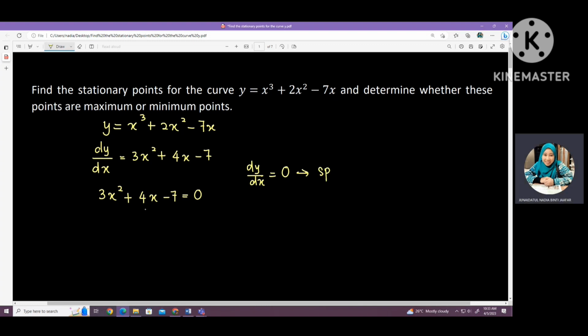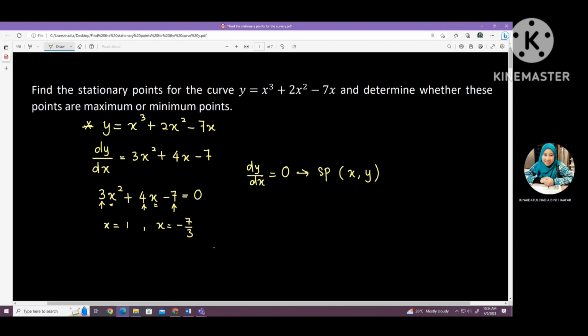So from this equation, we can find the value of x by substituting the value of a, value of b, and value of c in the calculator, and we get the value of x is equal to 1 and negative 7 over 3. So after we get the value of x, we must find the value of y, because stationary points are in the form of coordinate x and y. So now we already have the value of x and we must find the value of y. To find the value of y, we must substitute back the value of x here in the original function of y.